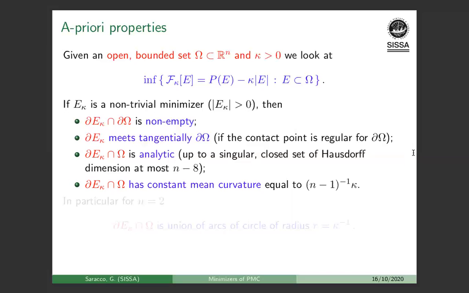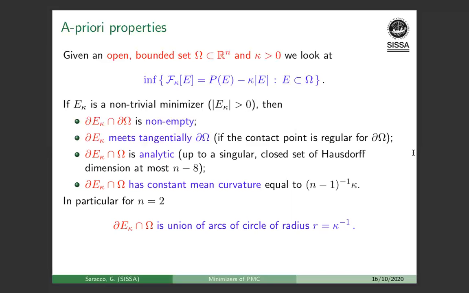Now, this property is much stronger in 2D, because in 2D you have that the internal boundary is an (n-1)-dimensional hypersurface. So in 2D it is like a curve, a union of curves. And actually there are only two kinds of curves with constant curvature: arcs of circle, or unions of them, and segments, which if you want are somehow the limit as the curvature goes to 0.